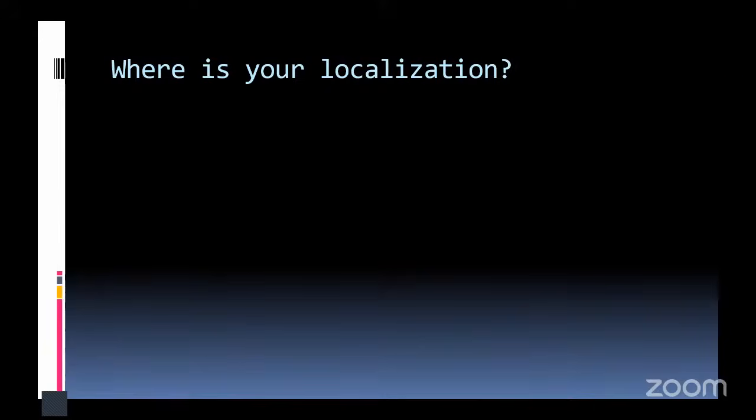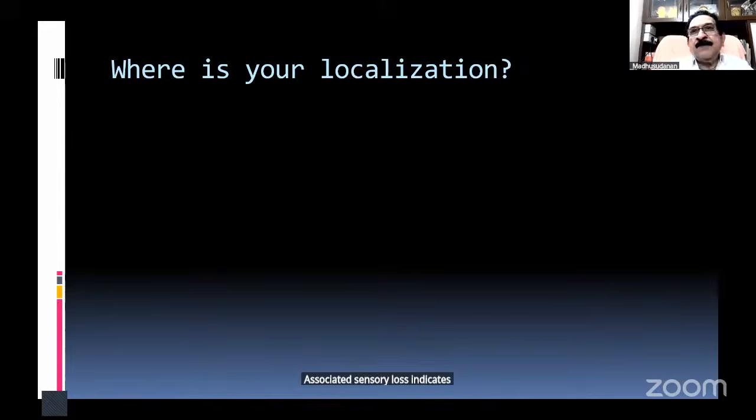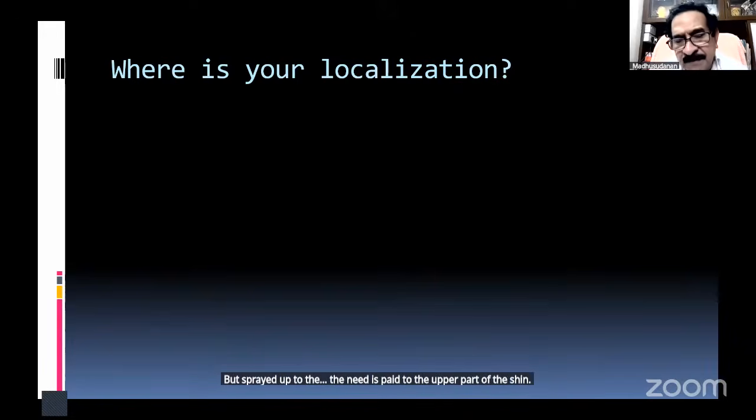Truncal sensory loss indicates the spinal cord. The problem is that the sensation is decreased over the anterior abdominal wall. In fact, I did not check the posterior part of the trunk. But it is spared up to the knee. To the upper part of the shin, upper part of the leg, the whole thigh, it is normal.